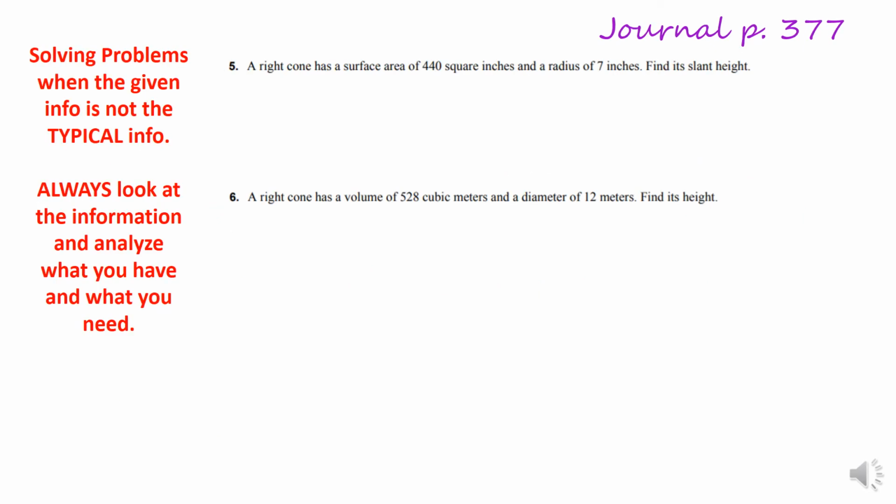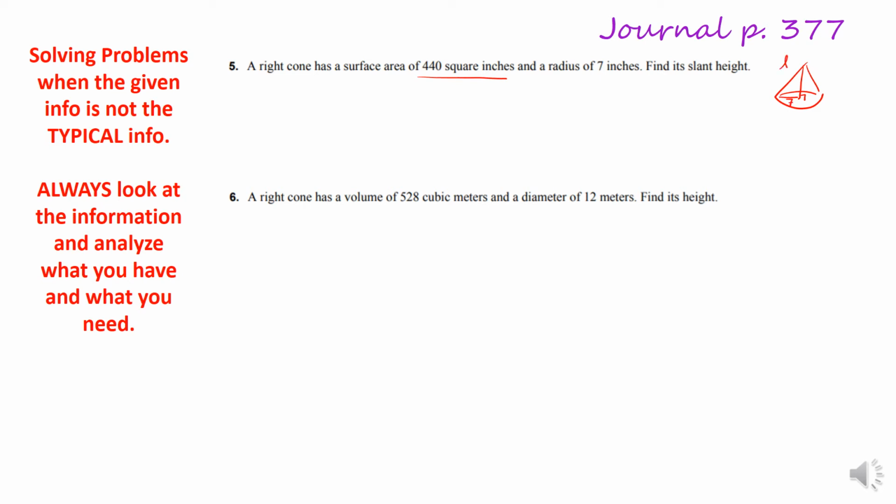Alright, now here's some more problems from your journal, and I put this note on the side. When you're solving problems where the given information is not the typical info, stop and think about what you've been given. Always look at the information and analyze what you have and what you need. So they're telling me it's a right cone. It has a surface area of 440 square inches. So I'm back to talking about surface area, and a radius of 7. And they want you to find the slant height.